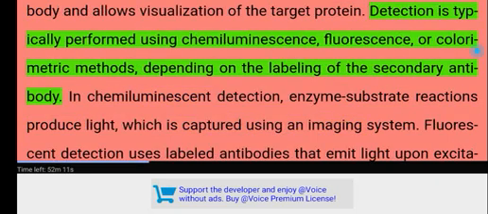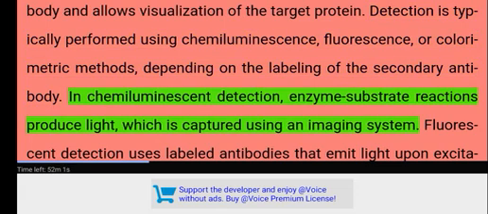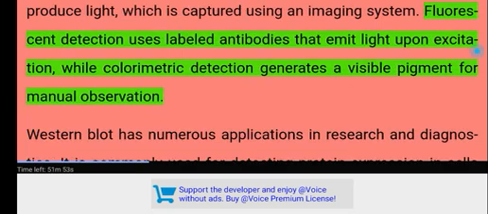Detection is typically performed using chemiluminescence, fluorescence, or colorimetric methods, depending on the labeling of the secondary antibody. In chemiluminescent detection, enzyme-substrate reactions produce light, which is captured using an imaging system. Fluorescent detection uses labeled antibodies that emit light upon excitation, while colorimetric detection generates a visible pigment for manual observation.